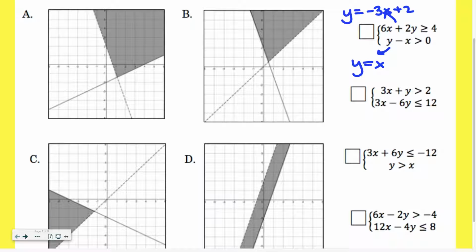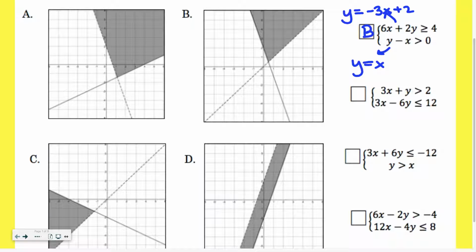Okay, so what does that match with? Which one? I said B? B. Do we agree with B? Okay, we have this is the line y equals x. Here's a y-intercept of 2, slope of negative 3.